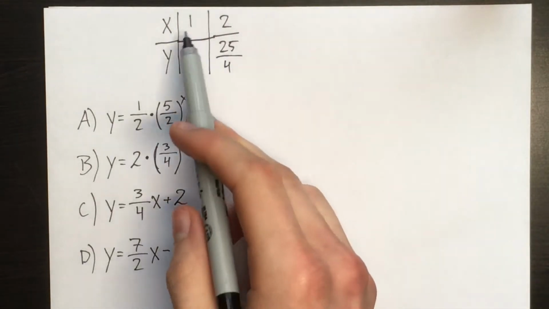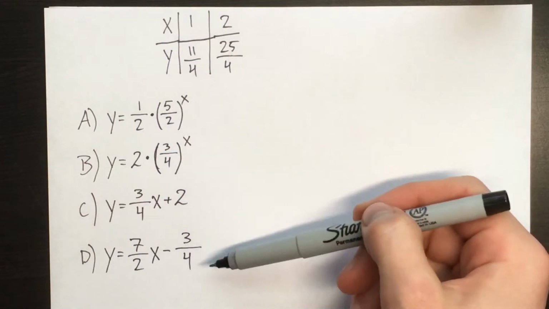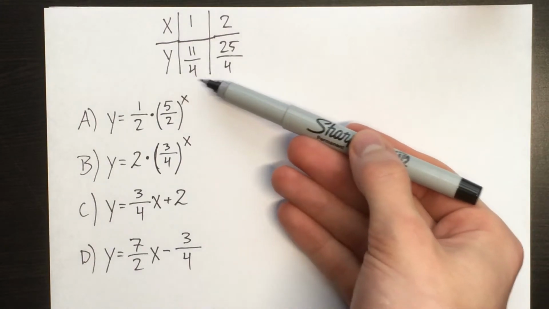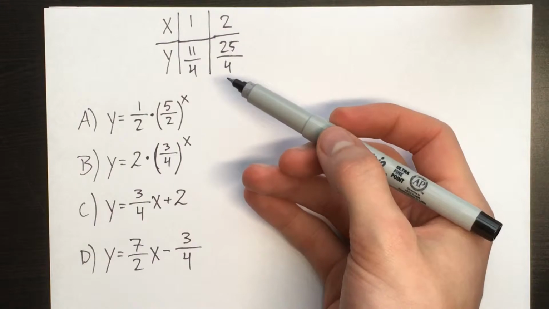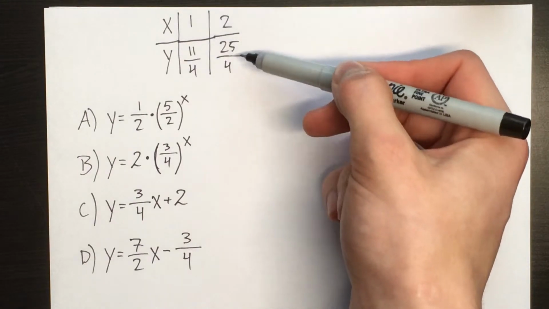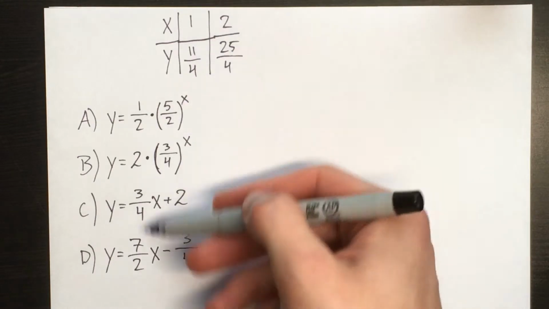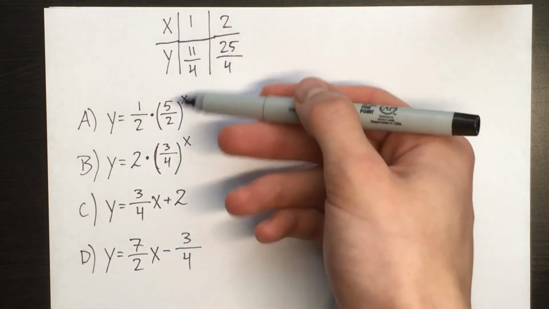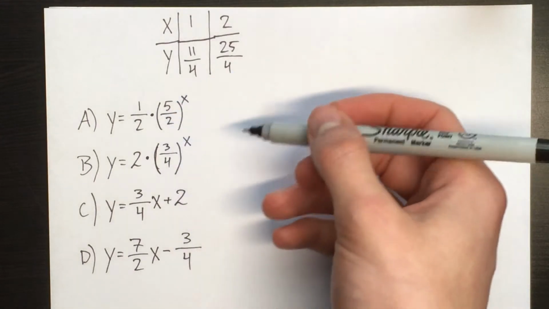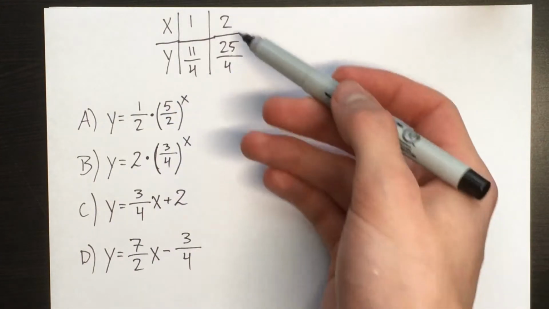For this problem, we're given a table of values and some equations, and what we want to figure out is which of these equations represents the table of values. Here I only wrote down two of the value points, and we'll use these to test the validity or accuracy of these equations. If I need more, I'll write down more, but I think two will probably be enough.